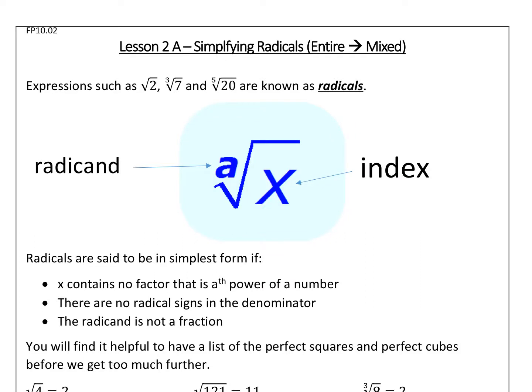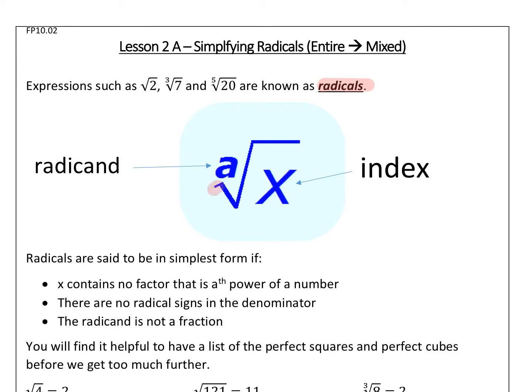Welcome to lesson 2A. We're going to be simplifying radicals, going from entire to mixed. So these expressions such as root 2, the cube root of 7, the fifth root of 20 are called radicals. We know that they are also called irrational numbers, but these ones that contain these root signs specifically are called radicals, okay? So just a little bit of definition here.